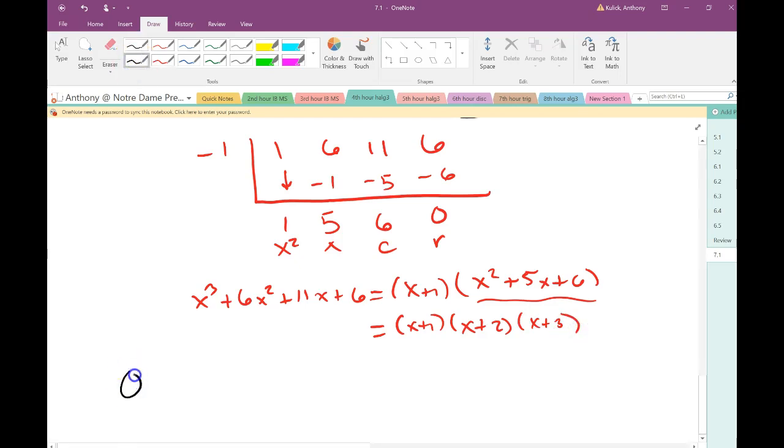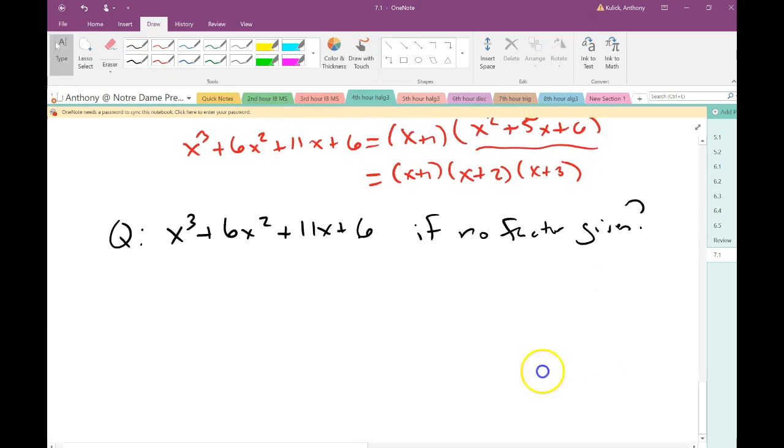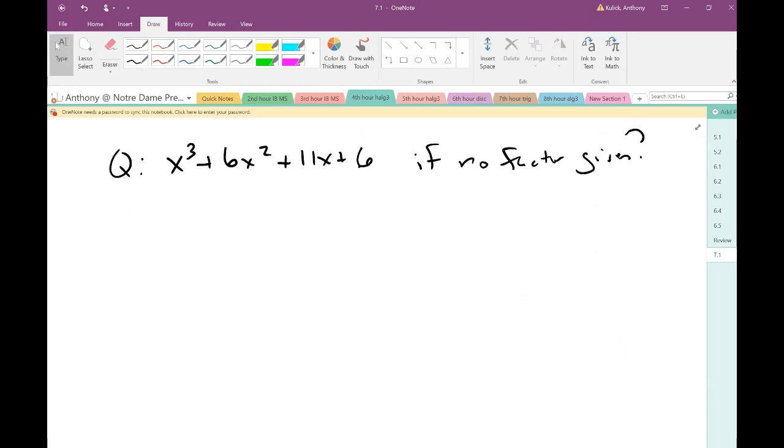Now the question becomes, what would you do if you're given x cubed plus 6x squared plus 11x plus 6, and you weren't given a factor for this? That's what we're going to seek to address in these next 2 sections. So, we have a couple of tools.